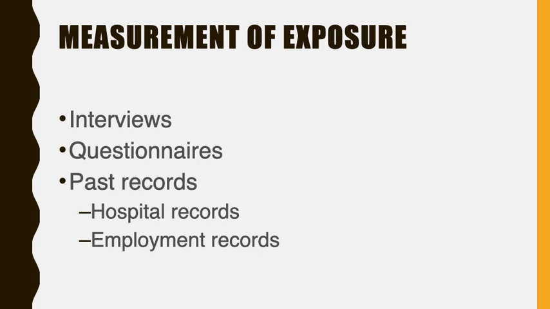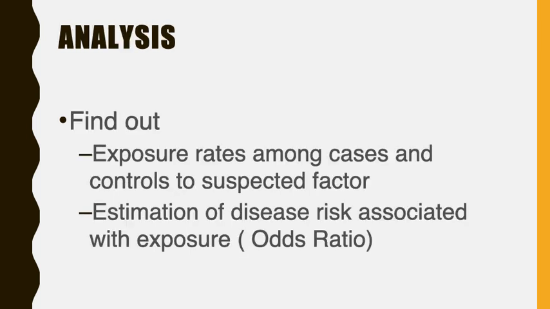How do we measure our exposure? There are a lot of ways. We can interview people, we can send out questionnaires, we can look at hospital or employment records. So for instance, if we're looking at asbestos exposure, we can look at employment records to see if people who worked with asbestos worked there. We can find the people that worked at this employment place and look at them by their exposure status.